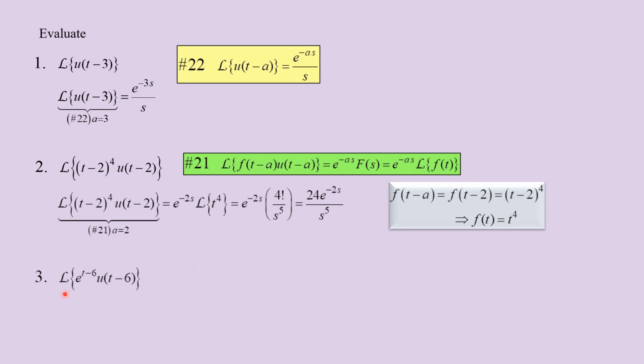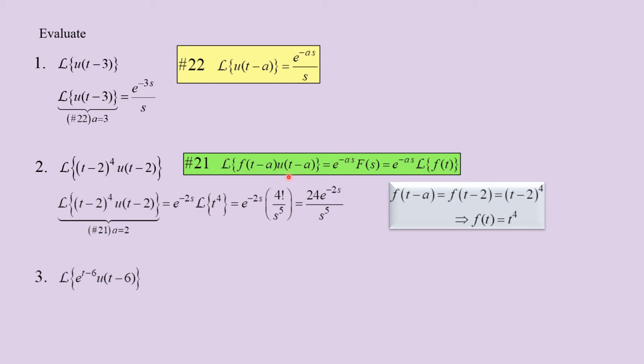Problem number 3: Laplace transform of e to the power of t minus 6 times u(t minus 6). Can we apply formula number 21 to get this Laplace transform? Yes. This is an exponential function expressed in terms of t minus 6, and the unit step function is also expressed in terms of t minus 6, similar to the form given in number 21.